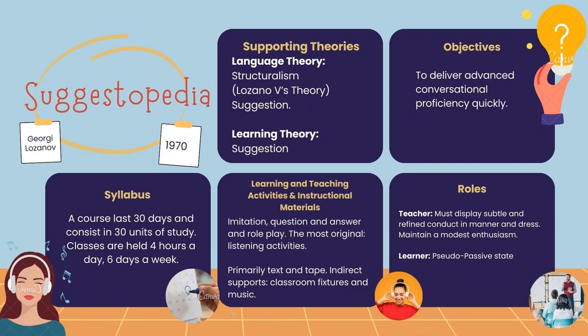Suggestopedia. Suggestopedia is a teaching method developed by Bulgarian psychologist Georgi Lozanov in the 70s. This method is based on the idea that learning can be accelerated by creating a positive and relaxed learning environment, using music and other sensory stimuli to enhance learning, and tapping into the power of suggestion to help learners overcome mental barriers to learning. This method is also supported by structuralism.